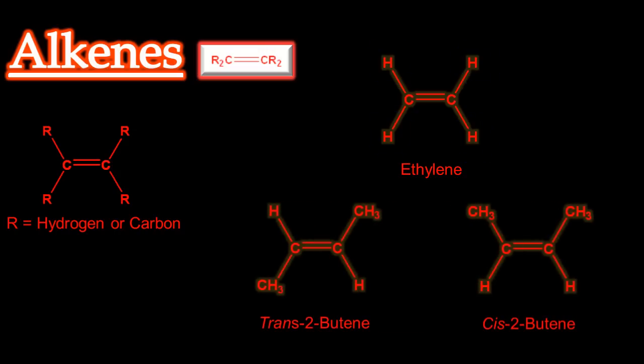Notice that butene features four carbons, two of which are terminal methyl groups. Because of the double bond, the two halves joined by the double bond cannot rotate with respect to each other. Thus, butene exists in two different forms, each requiring its own name, either trans-2-butene or cis-2-butene.